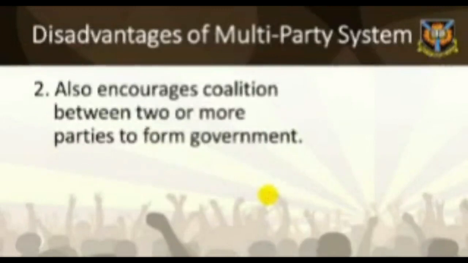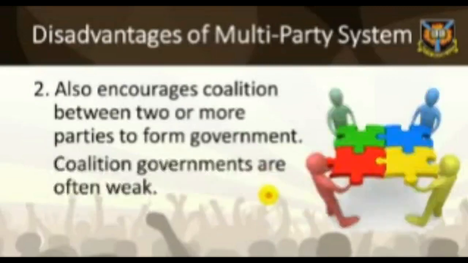2. The system also encourages coalition between 2 or more parties to form governments. Coalition governments are often weak ones. This is because it is usually difficult to harmonize the ideologies and programs of the coalition parties. This situation tends to create problem of incoherence in government, and consequently, the government may be weak.